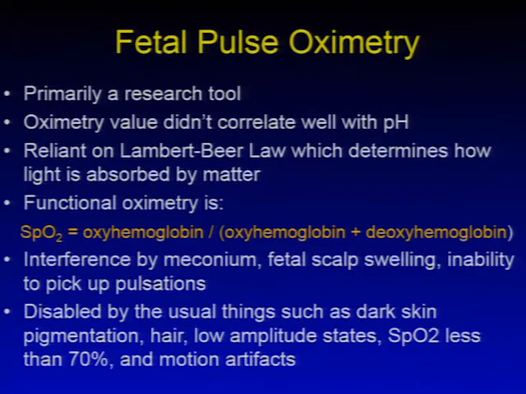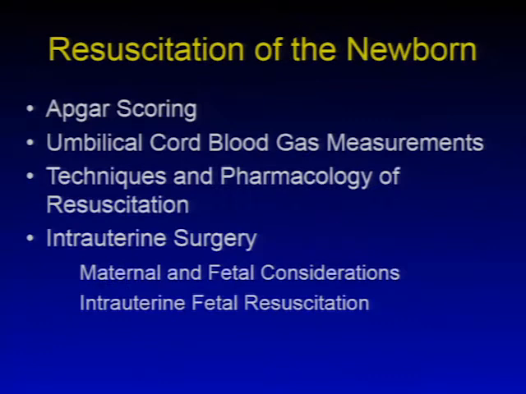Fetal pulse oximetry is primarily a research tool. The oximetry values did not correlate well with pH values. It was dependent on the Lambert-Beer law that determined how light was absorbed, and was interfered with by meconium, fetal scalp swelling, inability to pick up pulsations. And also fetal pulse oximetry did not work well with things such as dark skin pigmentation, hair, low amplitude states, and motion artifacts.